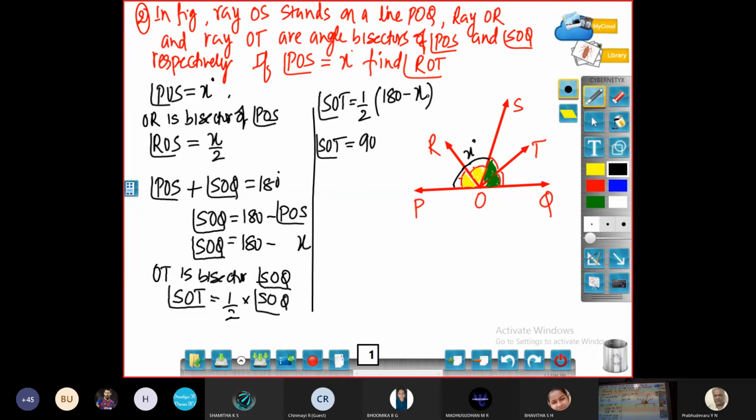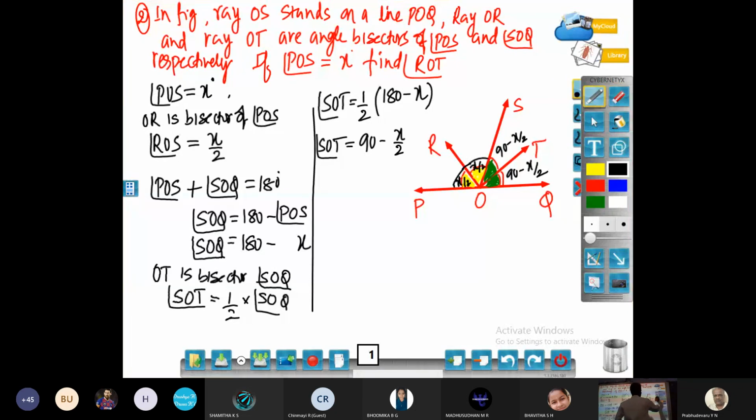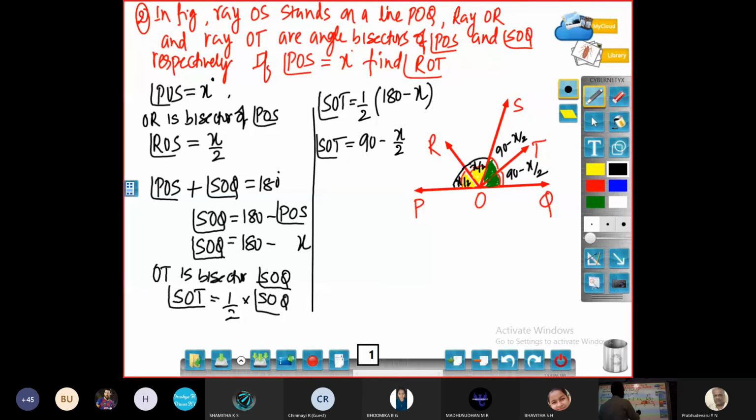Yes, sir. Okay, 180 minus x, then what will be this one? So 90 minus x by 2. SOT is equal to 90 minus x by 2. This is x by 2, this is x by 2, and this is also 90 minus x by 2. You have the total angle as x degrees, but this angle is x by 2, and this is x by 2.